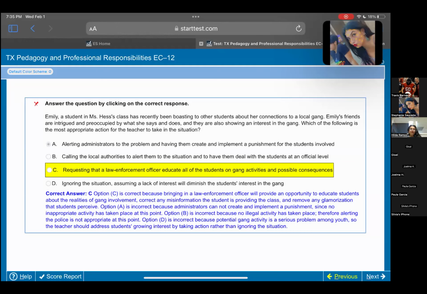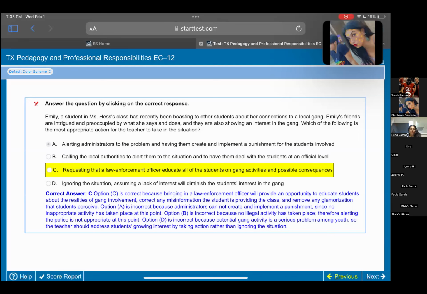All right, take in the situation. So we have Emily boasting about connections. Kids are getting distracted and intrigued by what she says. What should she do? Option: alerting administrators to the problem and having them create and implement a punishment for the student involved. Option: calling the local authorities to alert them to the situation and have them deal with the students at an official level. No, you're not allowed to call the police on your students. Never, ever. If the principal calls the police, that's a different story, but you are not allowed to call the police on your students.